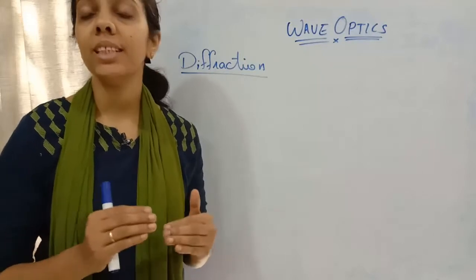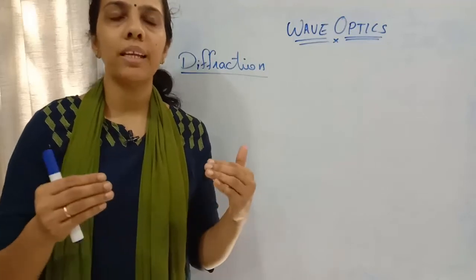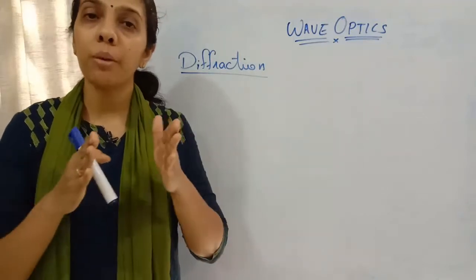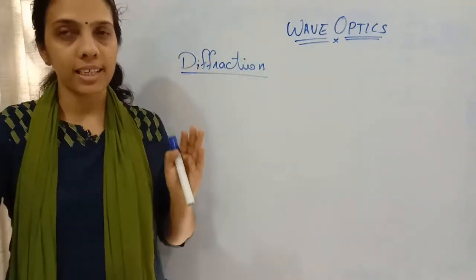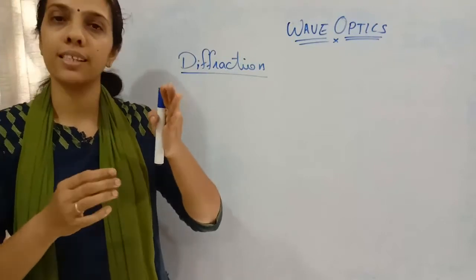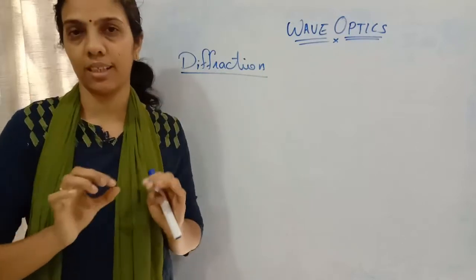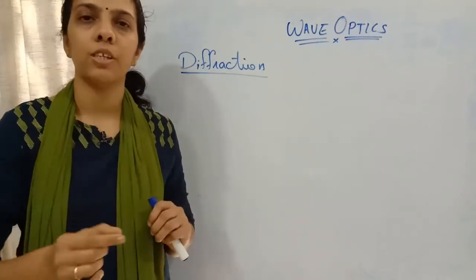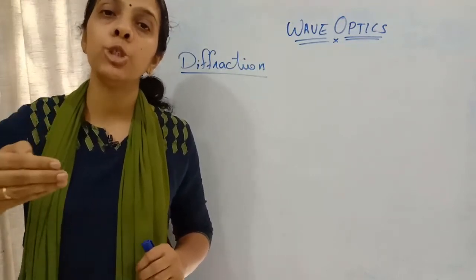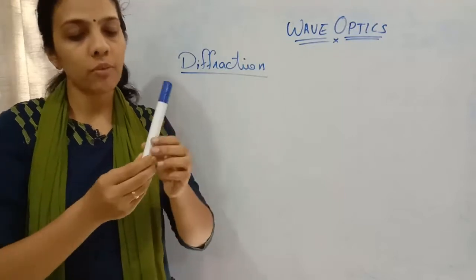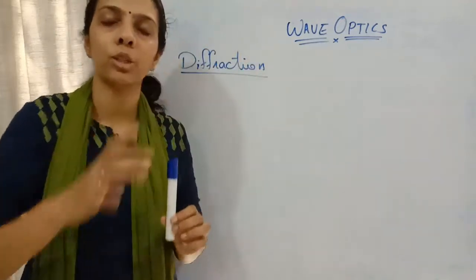Diffraction is the bending of light rays around the corners of an obstacle. When a light ray bends, it penetrates into the geometrical shadow. Consider that a light ray is passing and an obstacle is there. What will happen? The light ray will bend near the obstacle, penetrating into the geometrical shadow. This is the geometrical shadow, so the light will come to that position.